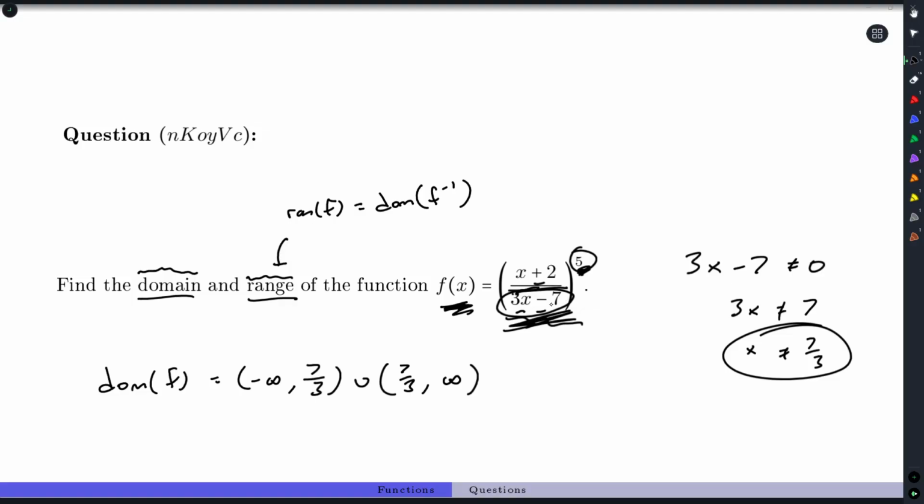Okay, so that's the domain, but again, range can be a little bit trickier, so the strategy I'm going to use is let's find the inverse of this function. It's not the only option. You probably could do a lot of work with inequalities to get the range that way, but finding inverses is a good skill to have.